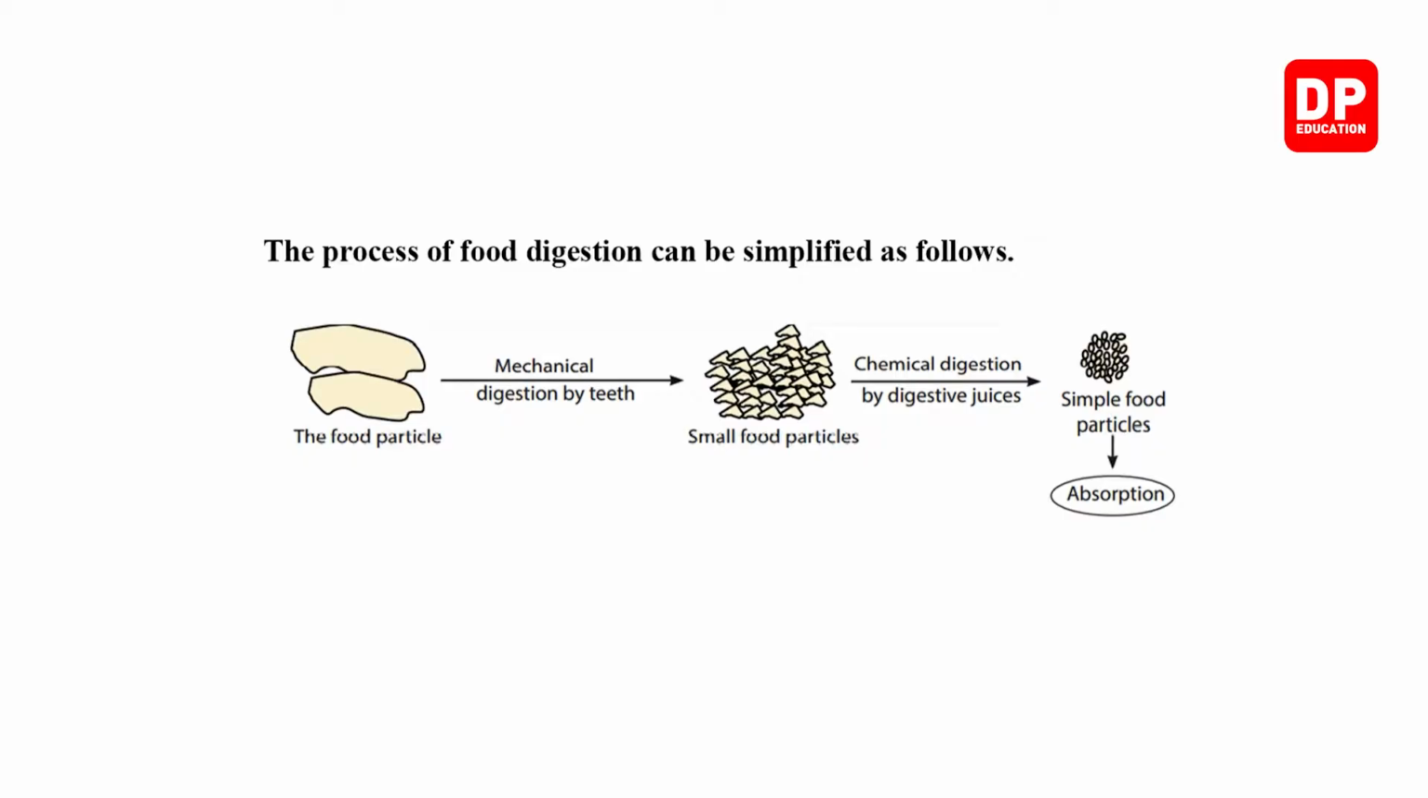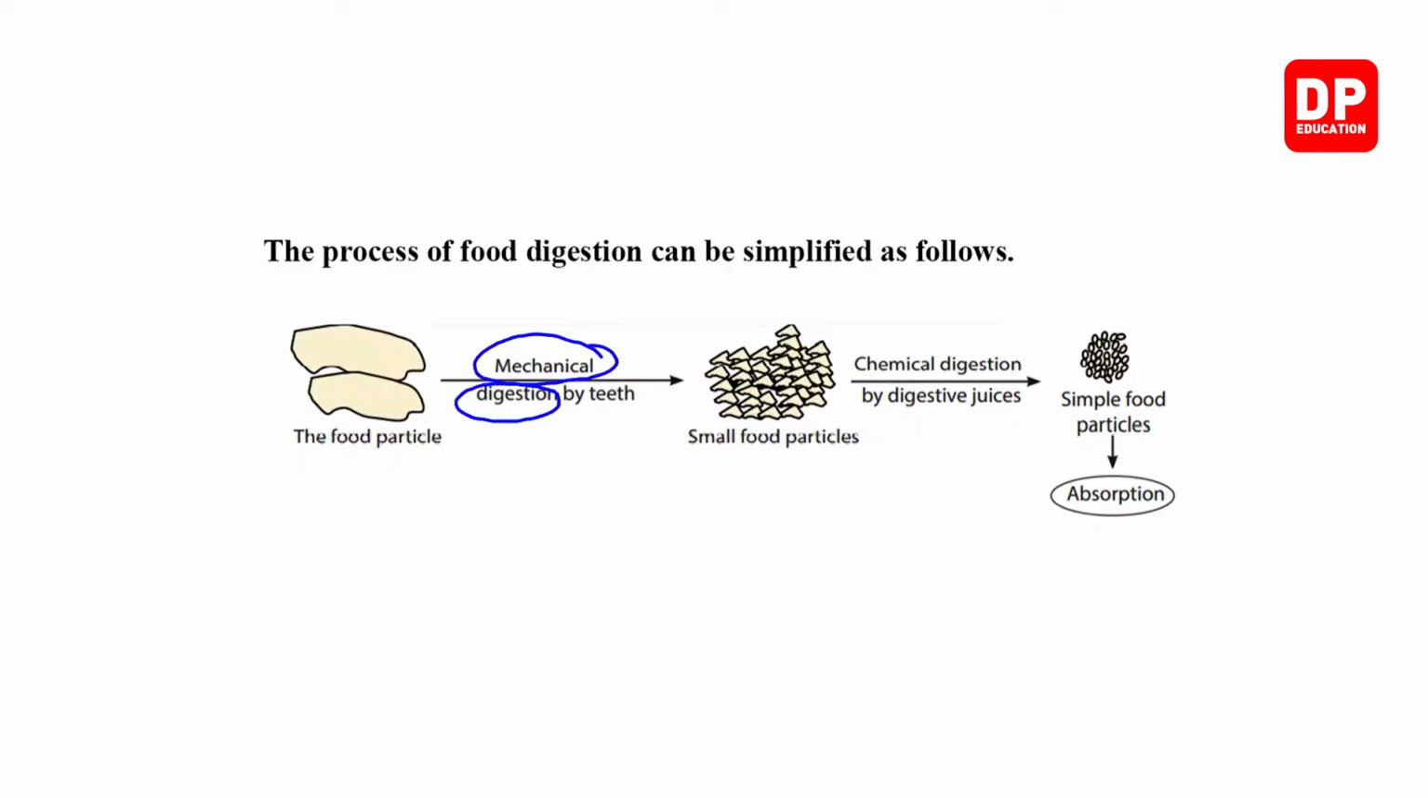Mechanical digestion. Mechanical digestion by teeth. Right? So large food particles are broken into small food particles using teeth, and this is known as mechanical digestion. Right, children? So then what happens?